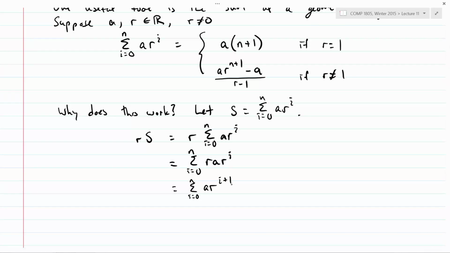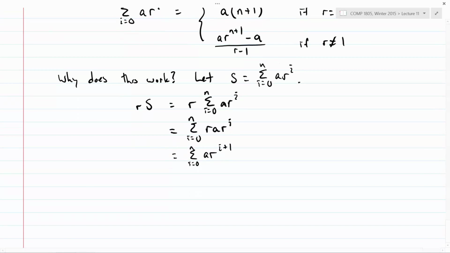Is that okay? So far so good? What I'll do now is re-index this summation. I want this summation to start at 1. So this is the sum from i equals 1. And if it starts at 1, what should it stop at? N plus 1. I'm adding 1 to the lower limit, so I should add 1 to the upper limit as well. And now what goes inside?